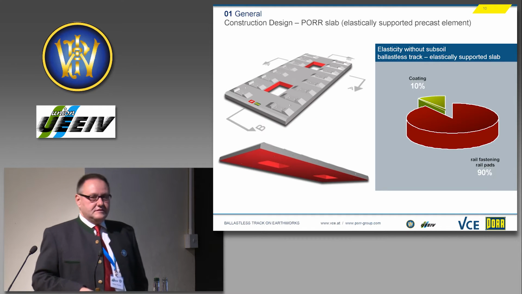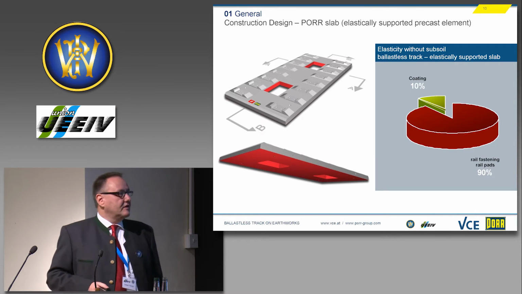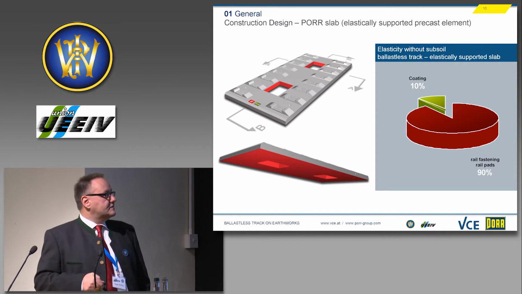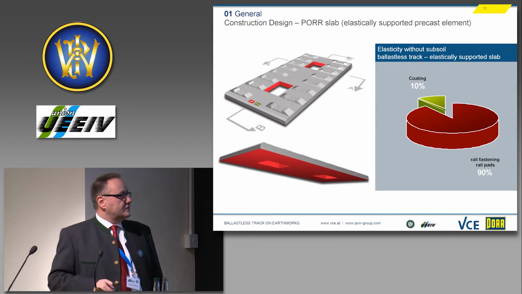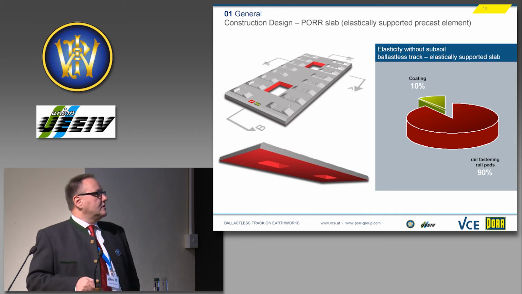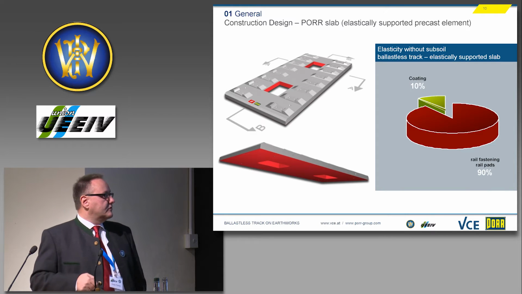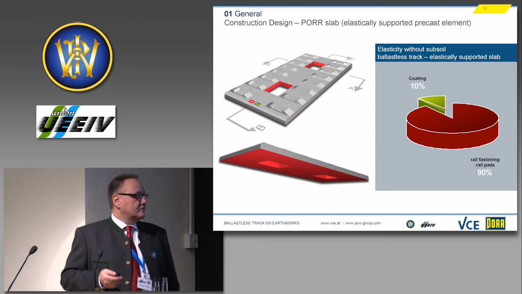If you look at the elasticity, when you think about the picture I showed before for the ballasted track, we have a difference because this elastic coating here has only 10% of the total elasticity. It's a rubber granular material, and the largest part of the elasticity is done in the rail fasteners, which is normally the 300 system.